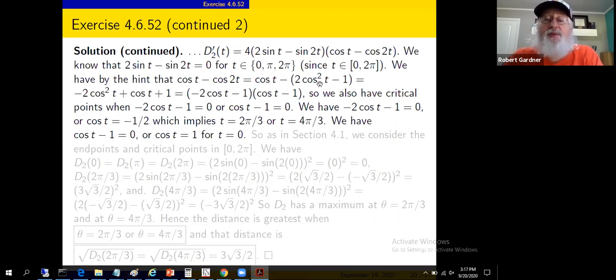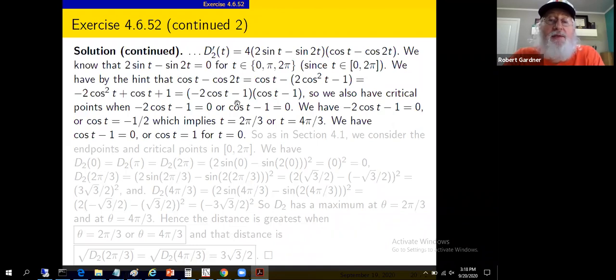Now we've got nothing but cosines here. So that gives us negative 2 cosine squared t plus cosine t minus a negative, that would be plus 1 here at the end. Hey, that's a polynomial in cosine, and it factors. It factors into negative 2 cosine t minus 1 times cosine t minus 1. Foil it, and you'll see that that is indeed correct. Again, I trust you to pause and double check the algebra. It is correct.